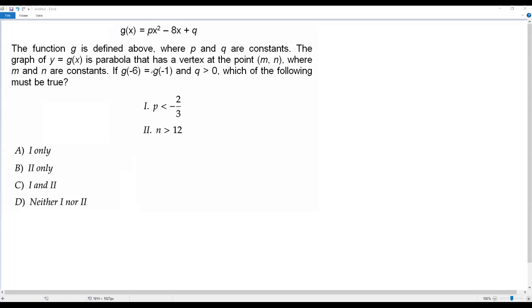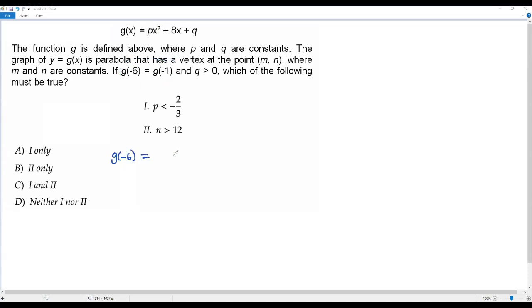If g of -6 equals g of -1 and q is greater than 0, which of the following must be true? So there are two statements. The first statement is p is less than -2/3 and the second statement is n is greater than 12. Okay, now let's consider this particular information. That is g of -6 equals g of -1.